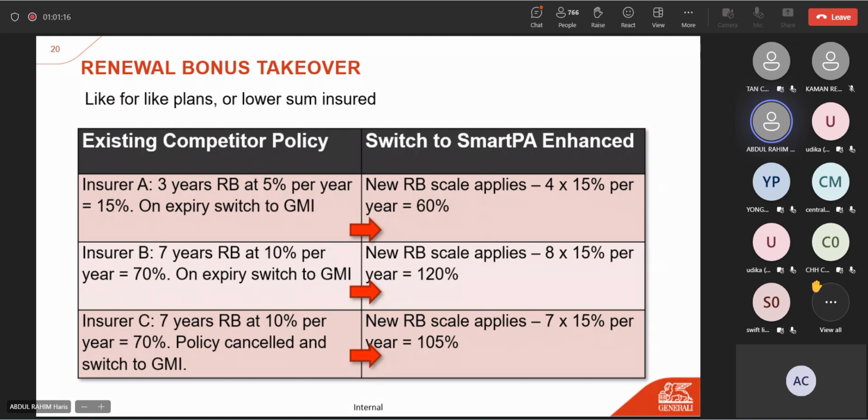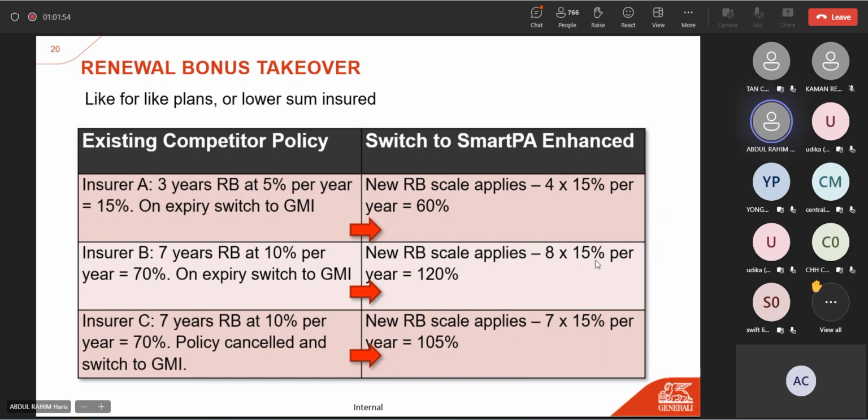Okay. Third example, insurers C here, this is the same as the second example, but here, this one midterm, customer decides to cancel the policy and switch over in midterm. So when they switch over, do we give them the 8-year renewal? No, right? Because they are still based on the 7th year and it's not a renewal. The midterm they cancel. So when they bring over on the policy, you only indicate that it's 7 years and policy being cancelled. So we'll give them the 7th year times 15%. So when they switch over, they will get 105% renewal bonus on the policy.